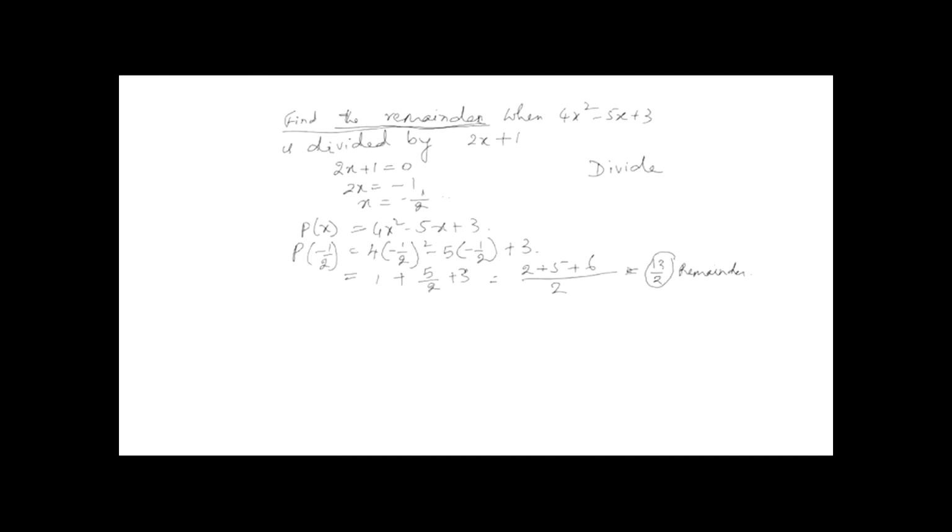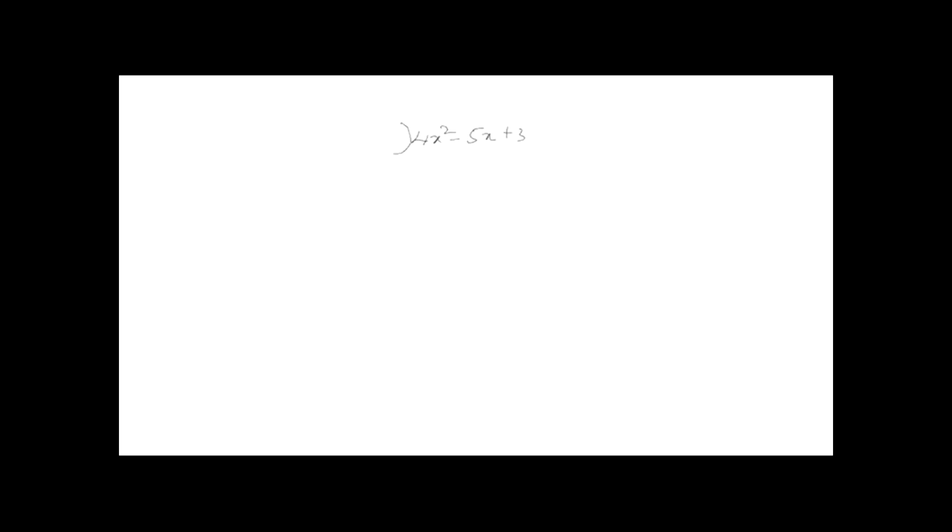Now, see for instance, 4x squared minus 5x plus 3, if you divide by 2x plus 1, so what will you put here? 2x. So 4x squared minus 2x, change the sign, cancel 4x squared. What is minus 5x plus 2x? Minus 3x. Minus 3x plus 3.